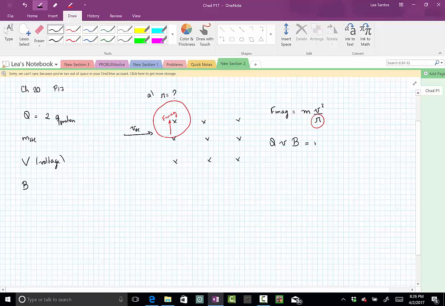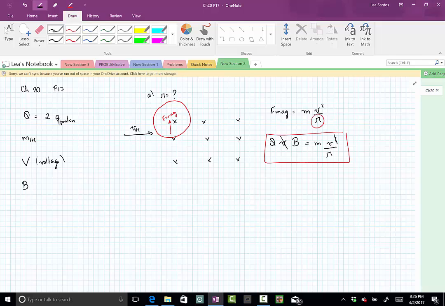And this is equal to m v squared over r, so we can cancel one of these v's, but we are still in trouble because we don't know v. If we knew v, we would be done. We could just find the radius from this equation. But the v, the speed, is missing.